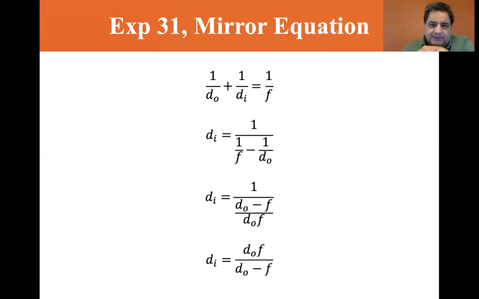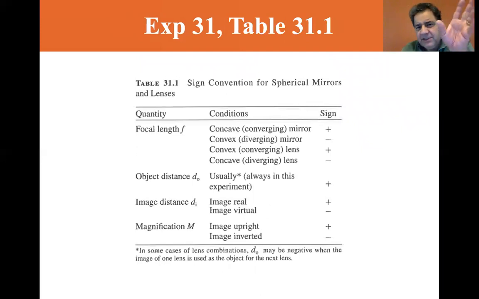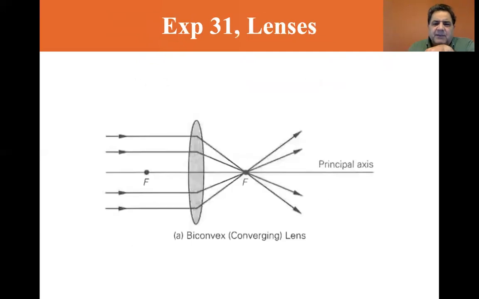Okay, this is table 31.3 in your experiment. It's similar to the table that was given in chapter 35 for the sign convention for spherical mirrors. So it's the same. You can check it out. I'm not going to spend much time on it.